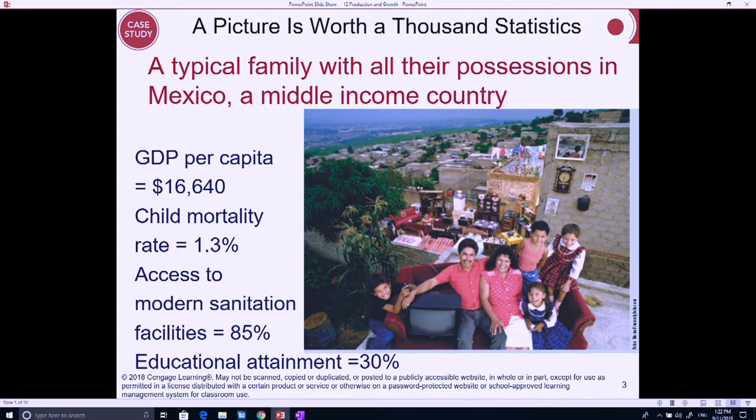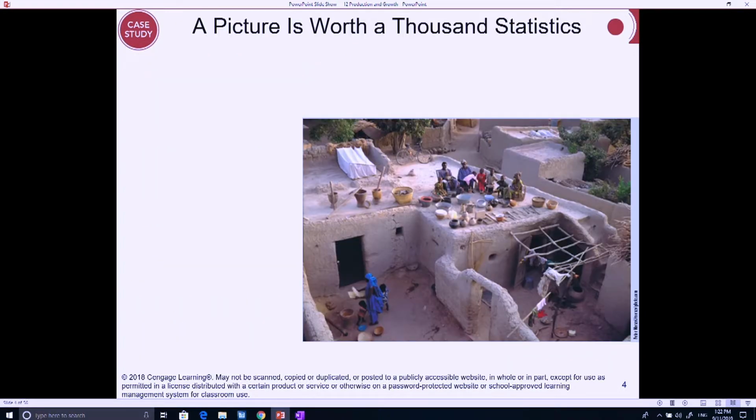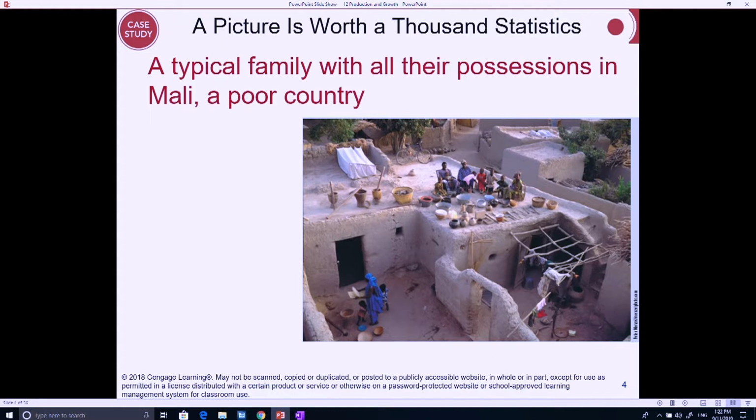But still, we can see they live in a comfortable apartment. The picture looks also from the 90s. They have a television, they have lots of furniture, lots of clothing, etc. Going to a country that's on the lower end of the income spectrum, here we have a family from Mali, one of the poorer nations in the world, and you can see in the picture that their possessions largely include kitchen utensils, basic furniture, and that's about it.